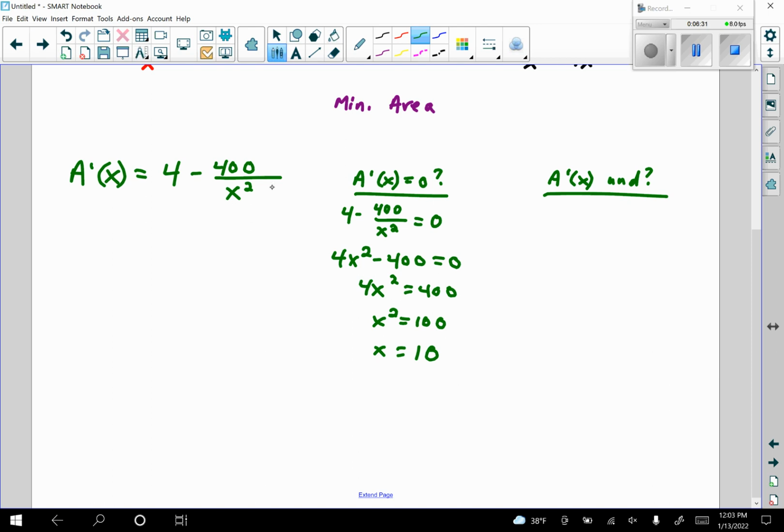Where will it be undefined? When x is 0, but we can't allow that to be a dimension, so we'll just say never, since x has to be greater than 0. So now we're going to do the second derivative test for extrema.